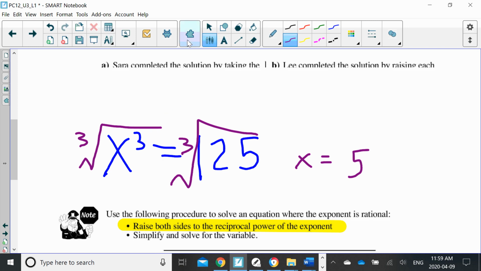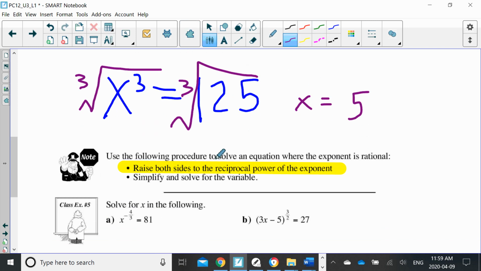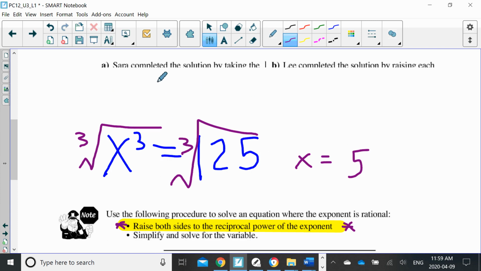A method that they like you to do in 30-1 would be this method here. So highlight and star this. Basically what it says is raise both sides to the reciprocal power of the exponent. So what does that mean? x to the power of 3 is really 3 over 1, right? My original question was x to the power of 3 is equal to 125.